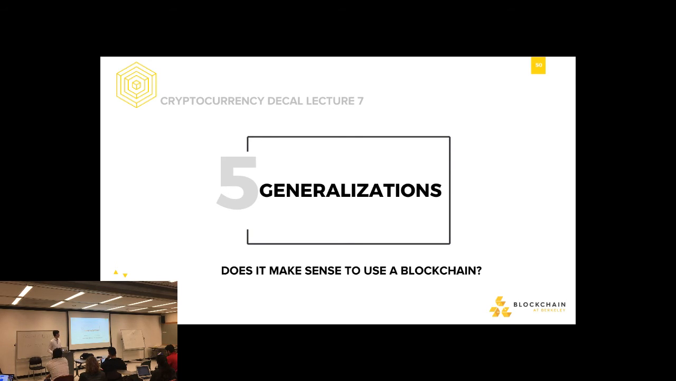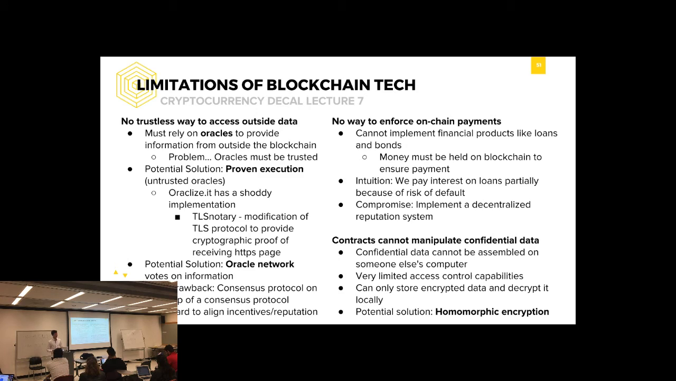So in the last few minutes, I'm going to try to make some generalizations about blockchain tech. The main limitation is that there's no trustless way to access outside data. Generally, you need to rely on oracles, but then these oracles themselves may be trusted. So one potential solution to this is proven execution. Basically, you can prove that some HTTPS page existed in your browser at some point in time, and then you know that this HTTP call wasn't manipulated by the person reporting it to the blockchain.